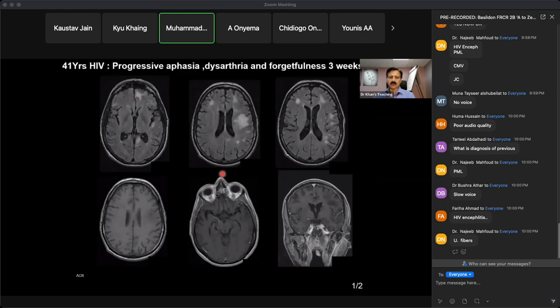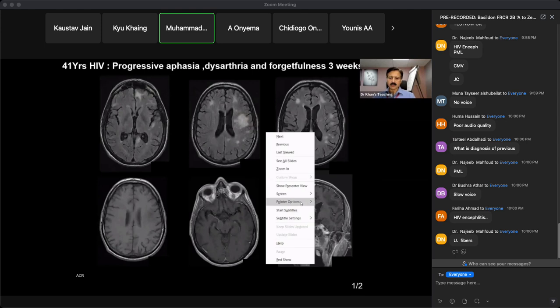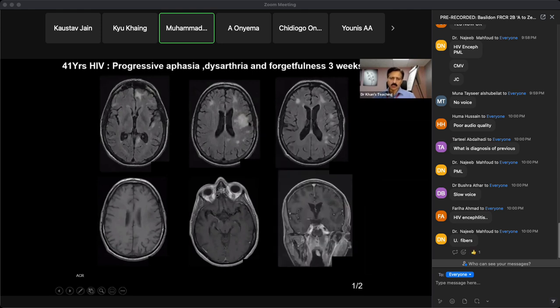Another thing which is critical: subcortical U fibers, U as in the alphabet U. So these are known as subcortical U fibers. Involvement of subcortical, you see this one here, look at this U shape, subcortical U fibers. Involvement of subcortical U fibers is one of the pathognomonic signs of PML, and it will not enhance.